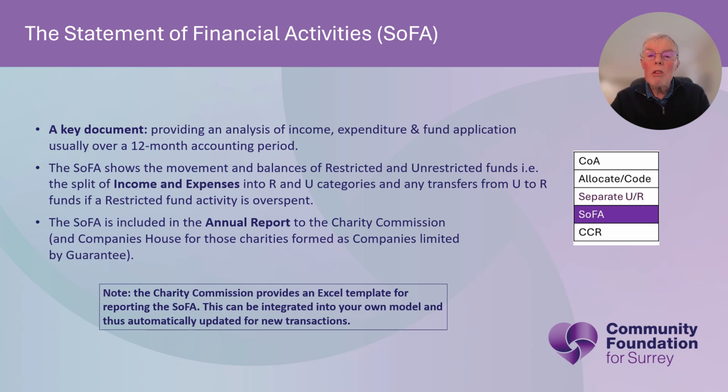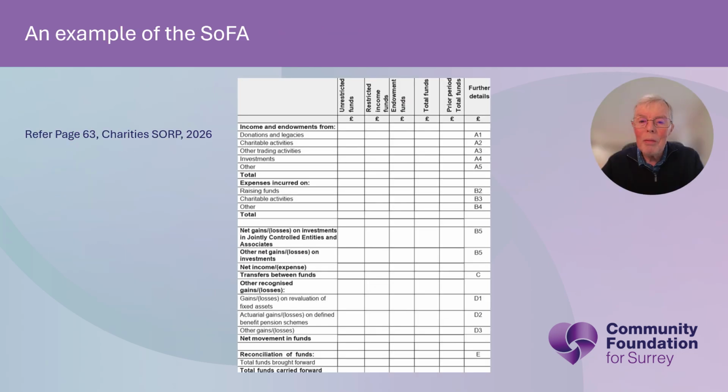A very useful note is that the Charity Commission provides an Excel template for reporting the SOFA, and this can be integrated into your own Excel model and thus automatically updated for new transactions. So here's an example of the SOFA, which comes from the latest version of the Statement of Recommended Practice, and it's on page 63. It's a little more detailed than you will probably need, but it gives you an indication of unrestricted funds and how they've been spent, the funds that have come in, and then how they've been spent. The same thing with restricted income and endowment funds, etc., just as we illustrated in that earlier miniature Excel spreadsheet.